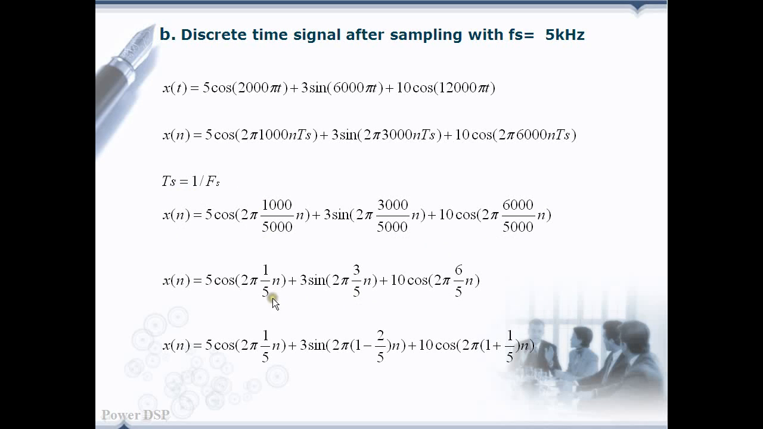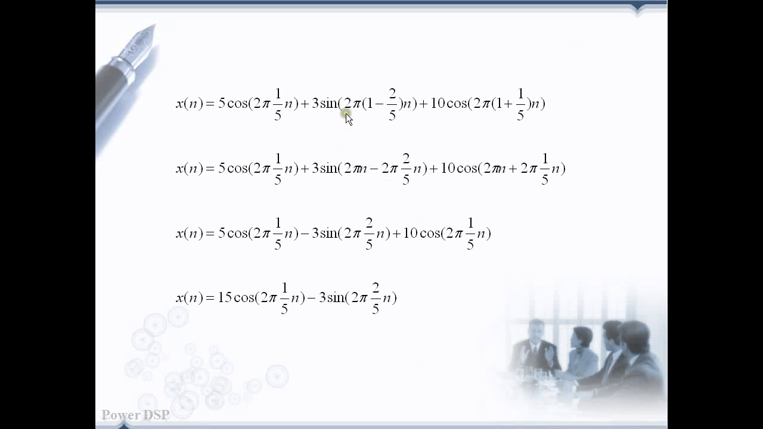We can rewrite the terms 3 by 5 as 1 minus 2 by 5 and 6 by 5 as 1 plus 1 by 5 in order to simplify it further. Next, we have to multiply 2 pi n inside these terms. Then we can simplify these two terms. Since sin(2 pi n minus theta) is equal to minus sin theta, we can replace the term 3 sin(2 pi n minus 2 pi 2 by 5 n) as minus 3 sin(2 pi 2 by 5 n).